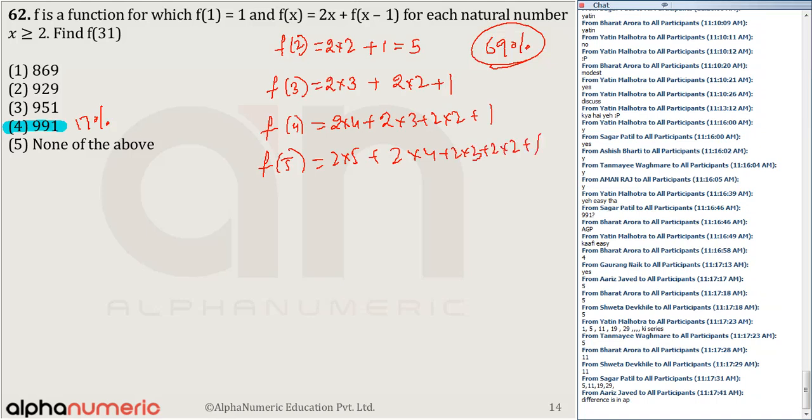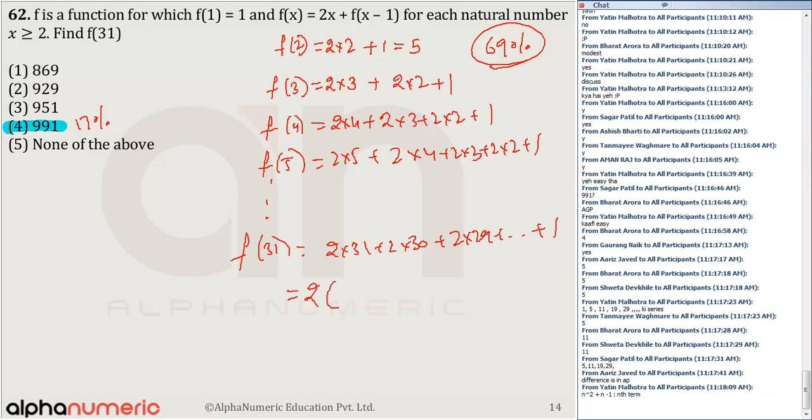So are you getting any pattern? What is F31? F31 is equal to 2 into 31 plus 2 into 30 plus 2 into 29 and so on till plus 1. So 2 is common and I will get 31 plus 30 and so on till 2, and plus 1. Solve this, you will get the answer as 991. So that is the answer.